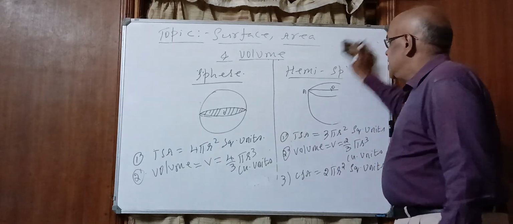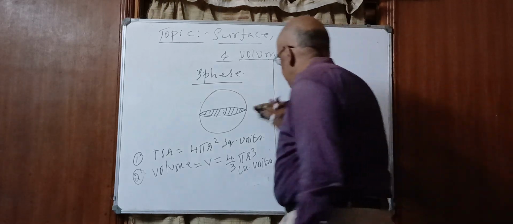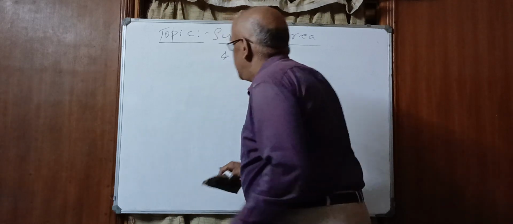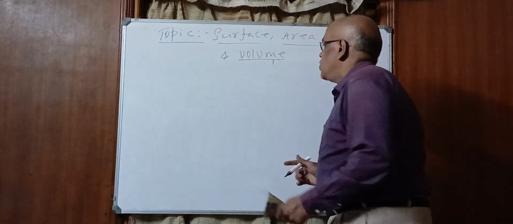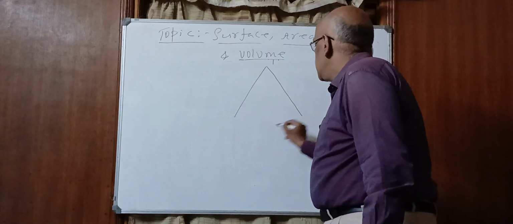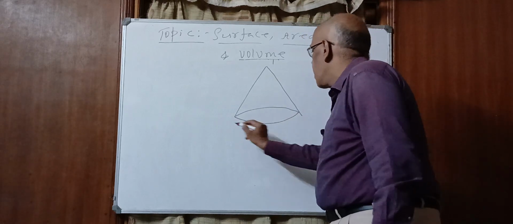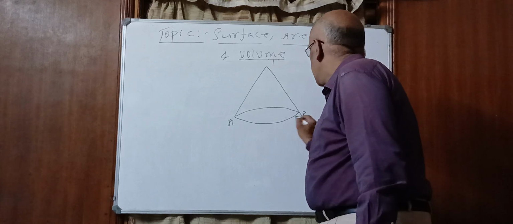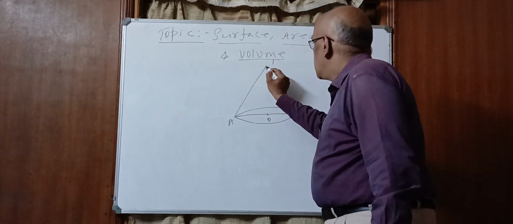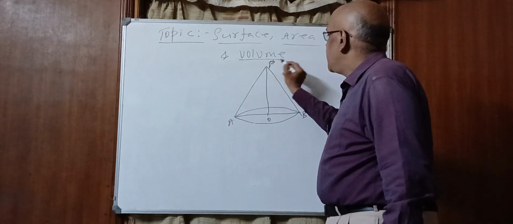One more thing I have forgotten. I'll erase this. I'll come back to cone. You have to find the slant height. For finding CSA, sometimes slant height is not given, you have to find it out. This is cone, children, isn't it? What is this? Circular base. AB. What is that? Diameter with center O. What is this? P. Apex or top point. Apex we call it as.